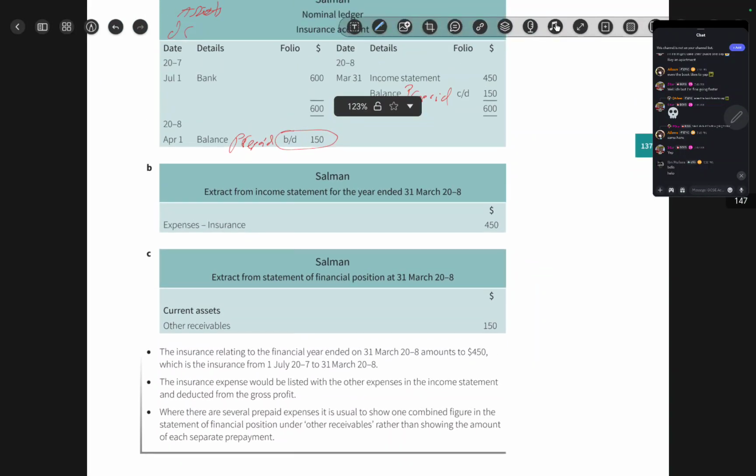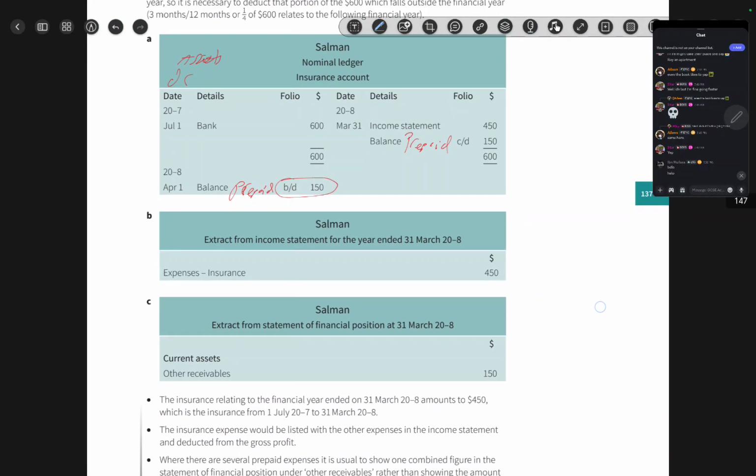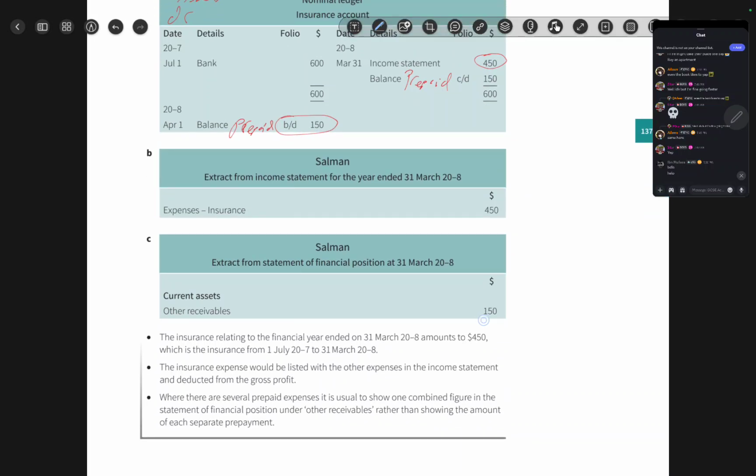Then in your income statement, you're going to have the expense of 450. This is after making the adjustments. In your balance sheet, you're going to have other receivables. Before it was other payables, which was a liability, and other receivables is a current asset. This 150 is your prepaid expense.